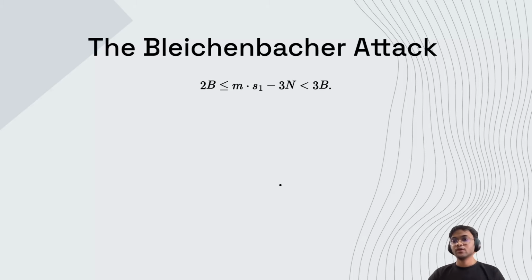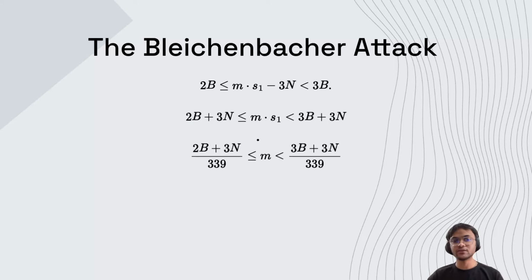Now, the inequality that resulted in the valid padding was this. We can rearrange the bounds on M and we get 2B plus 3N. That is what this should be greater than, and this is what this should be less than. Now, if we divide this by S, we get this expression, and the value of S that we chose was 339. If we plug in our values, we can find the lower bound and the upper bound.